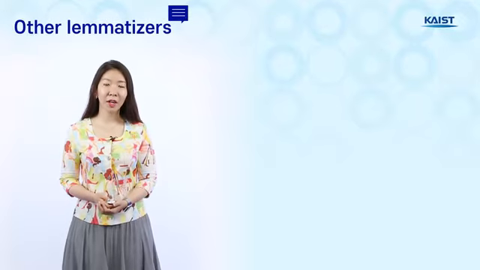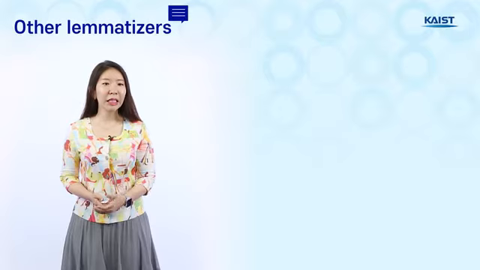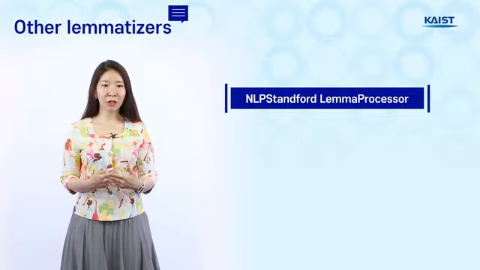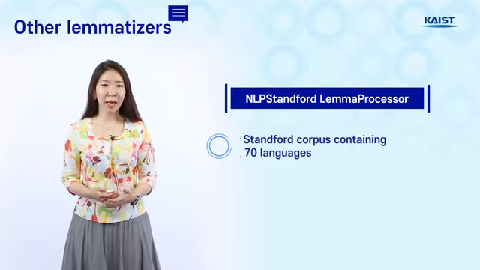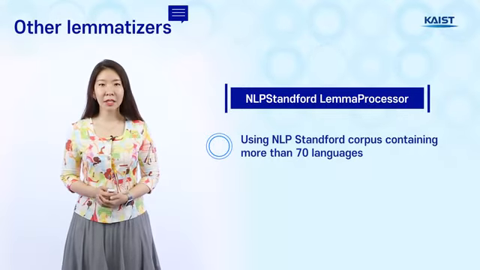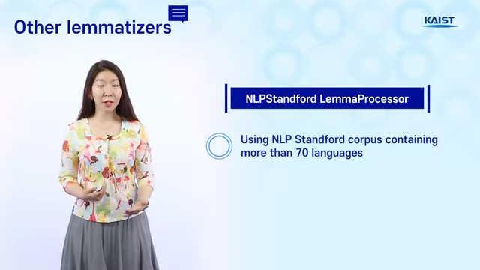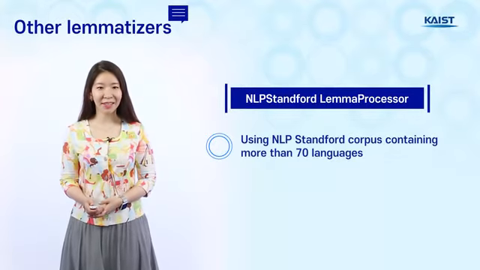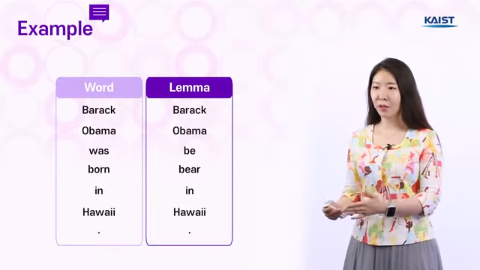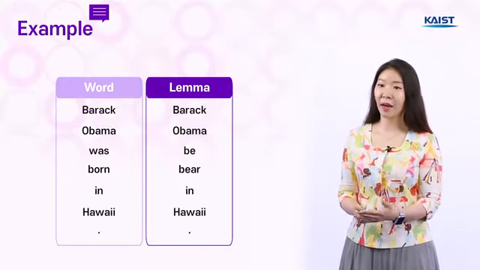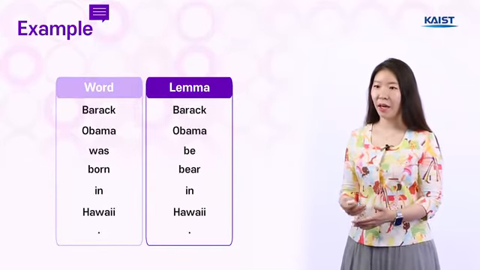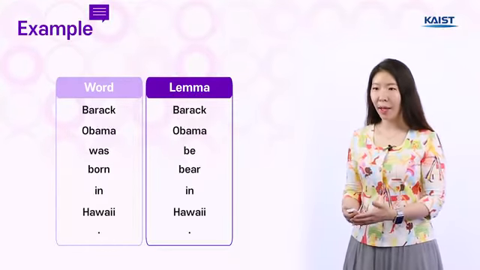Okay, now let me give you another tool for the lemmatizer. The other one is the Stanford NLP lemma processor. You can use this tool as well, using the Stanford NLP corpus containing more than 70 languages. So if you are interested in not only English but also other languages, you might want to use this lemmatizer. For example, the word Barack, the lemma is Barack, and the word Obama, the lemma is Obama.